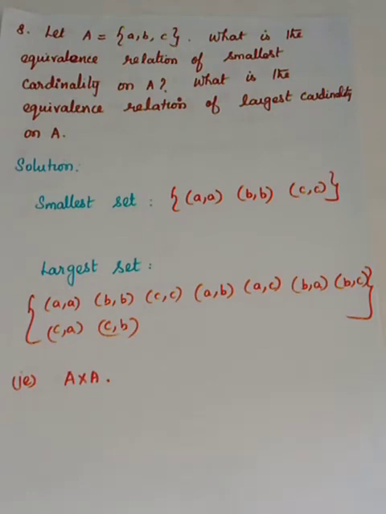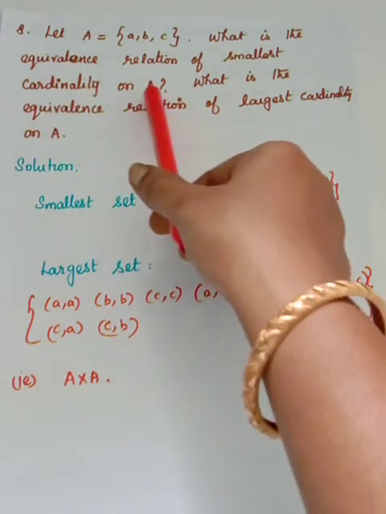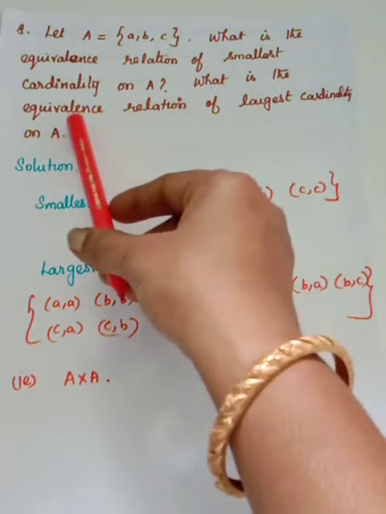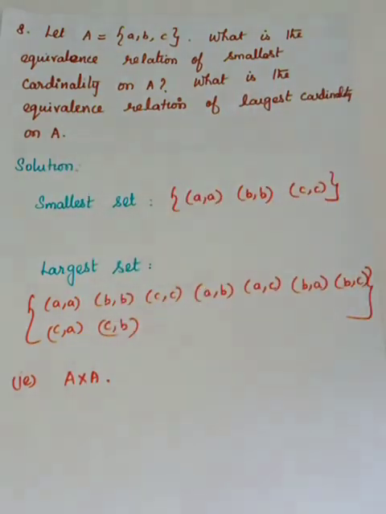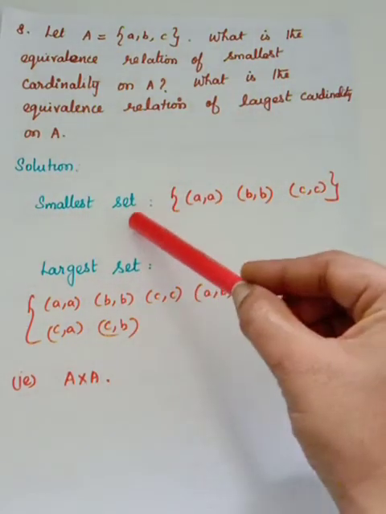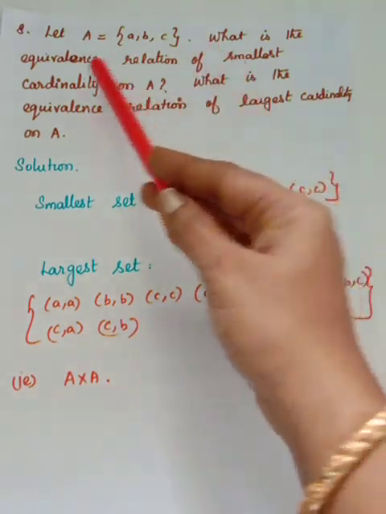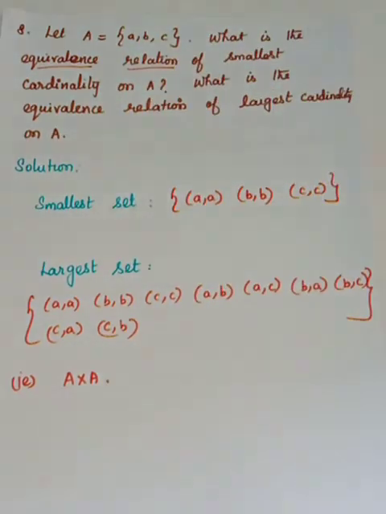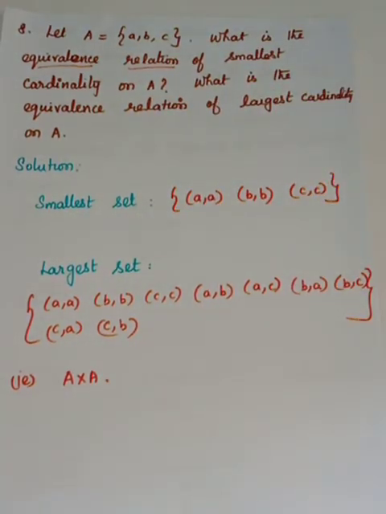Coming to the eighth problem, let A is equal to {A, B, C}. What is the equivalence relation of smallest cardinality on A? Cardinality means the number of elements in the relation should be minimum. And what is the equivalence relation of largest cardinality on A? So we'll go for the smallest set first. For an equivalence relation, the relation should be reflexive, symmetric and transitive. They are asking for the minimum number.